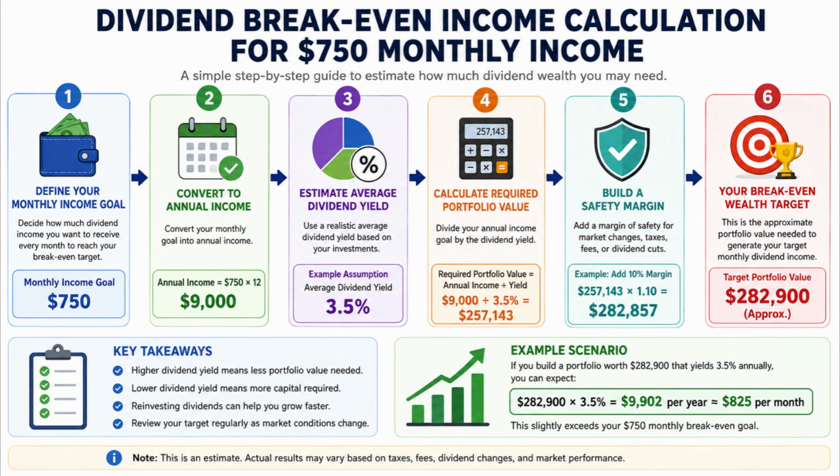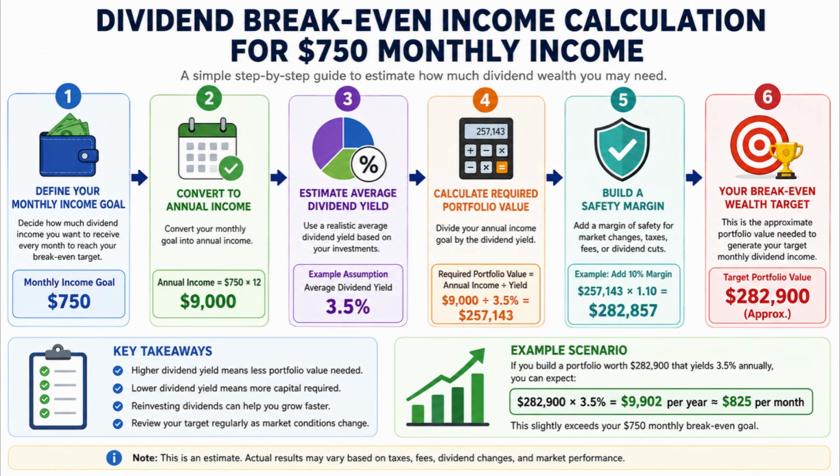First, we define the monthly income goal. In this example, the target is $750 per month. This means the investor wants to receive about $750 every month from dividend income to reach the break-even goal. Next, we convert the monthly income goal into annual income. Since there are 12 months in a year, we multiply $750 by 12. As a result, the annual dividend income target becomes $9,000.